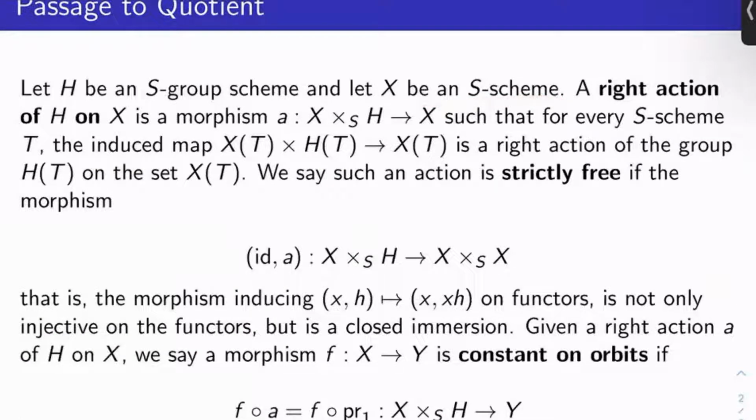A right action of H on X, you can do this whole action thing scheme theoretically. It's a morphism A from X cross H over S to X, as expected. And what should it do? Well, it should be such that for every S scheme T, the induced map from X of T cross H of T to X of T should be a right action of the group H of T on X of T, right? So it's like a functorial action.